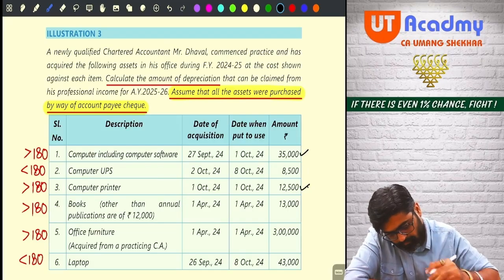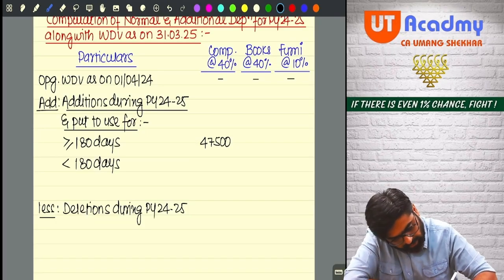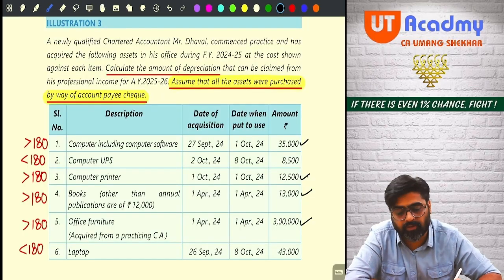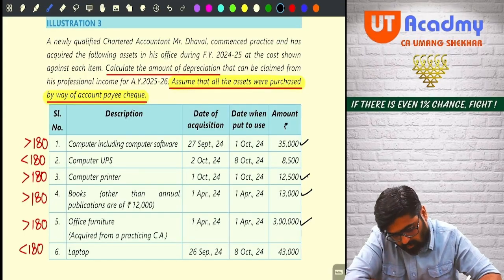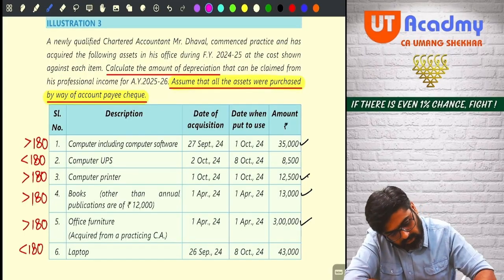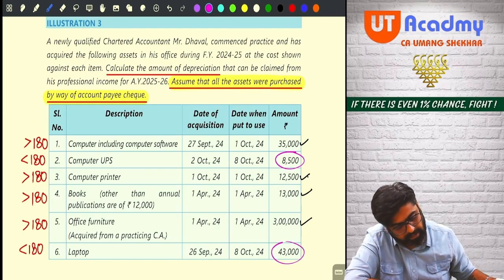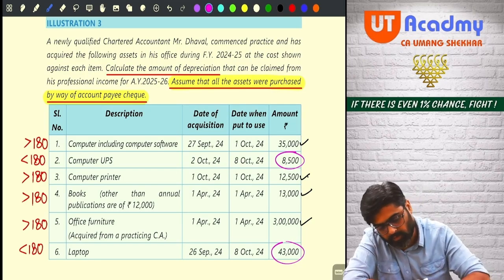Now check the books. Books 13,000, greater than 180 days. So 13,000 I will write here. Tell me furniture. Furniture also more than 180 days. 3 lakhs, 3 lakhs here. Now less than 180 days. Come on, tell me, less than 180 days. Computer UPS, yes, 8,500. And laptop 43,000. Getting my point? 8,500 plus 43,000 will give me 51,500.